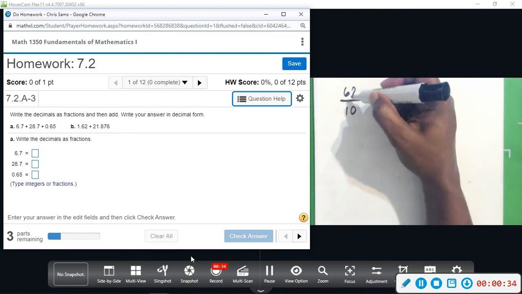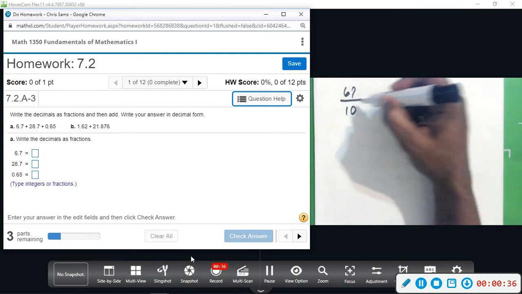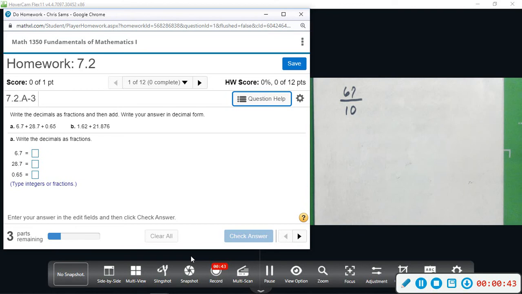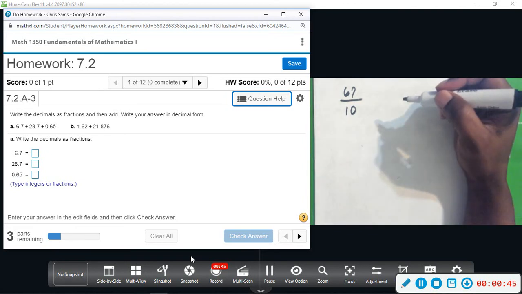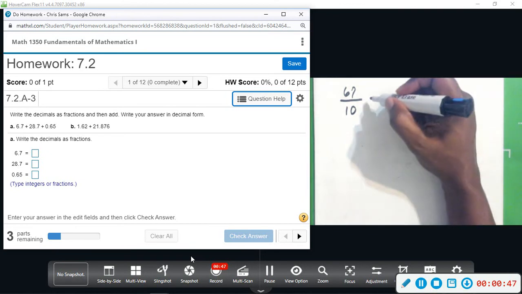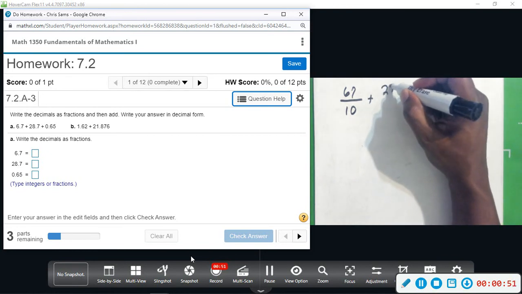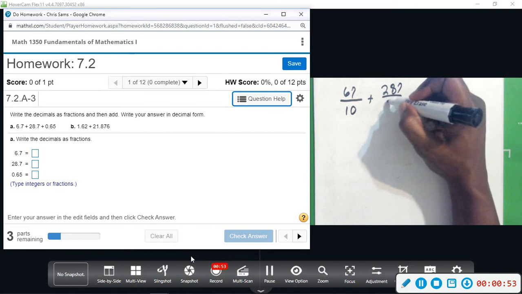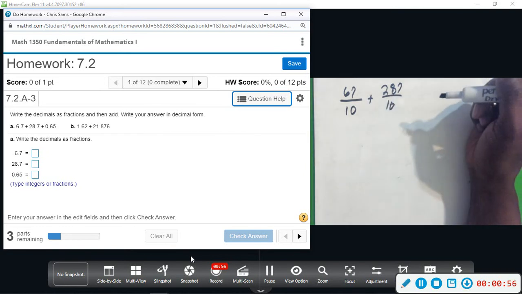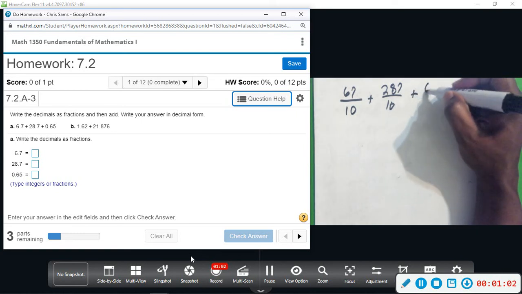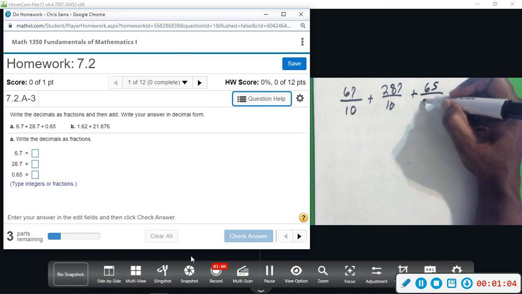Whatever the last decimal place is, that's the power of 10 you'll put on the bottom, and then we'll add them. So 28.7 is going to be 287 over 10, tenths, and then the 65 is 65 hundredths. So we're going to put 65 over 100.